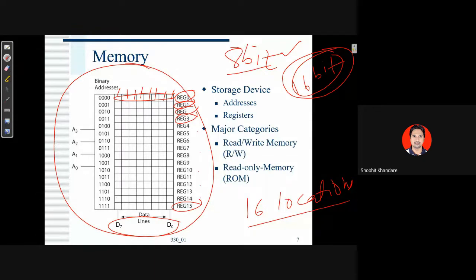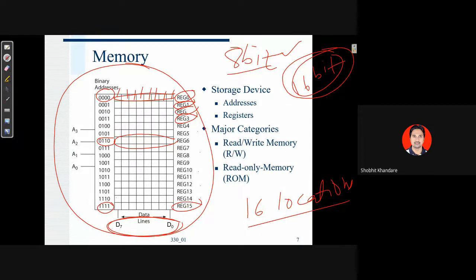So here the data is given as D0 to D7: D0, D1, D2, D3, D4, D5, D6, D7. And see the addresses. The addresses are from 0000 to 1111. So these are the addresses. Suppose I want to store data at this location. See what the address of this location is: 0110.